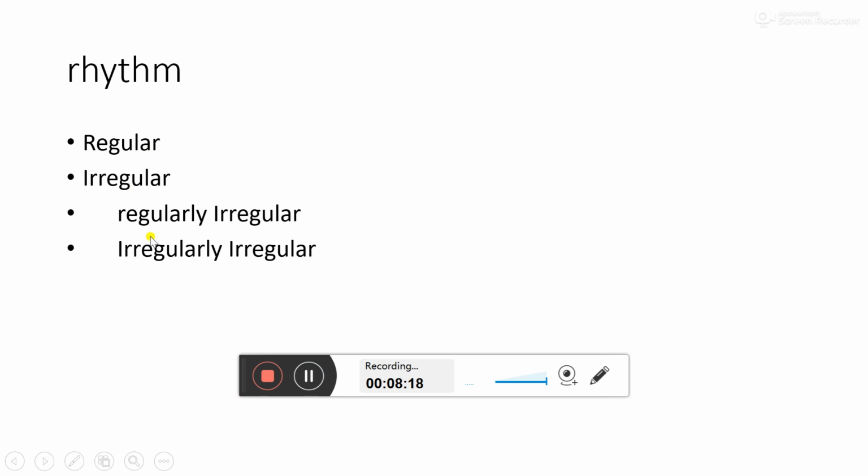If we look at the rhythm, rhythm is of two types. Rhythm is either regular, meaning the beat is coming in a regular manner at the same interval, like in a normal heart, or sinus, brady, or tachycardia, or it may be irregular.